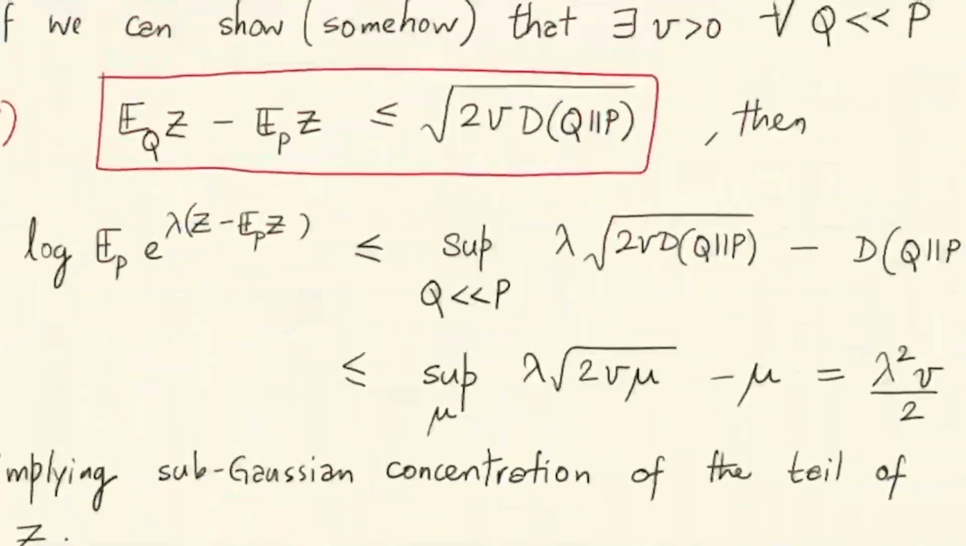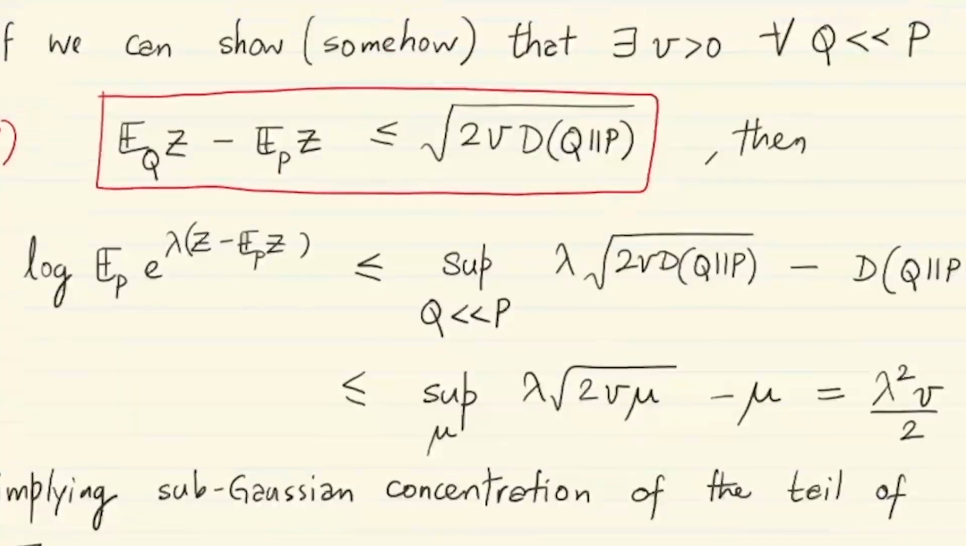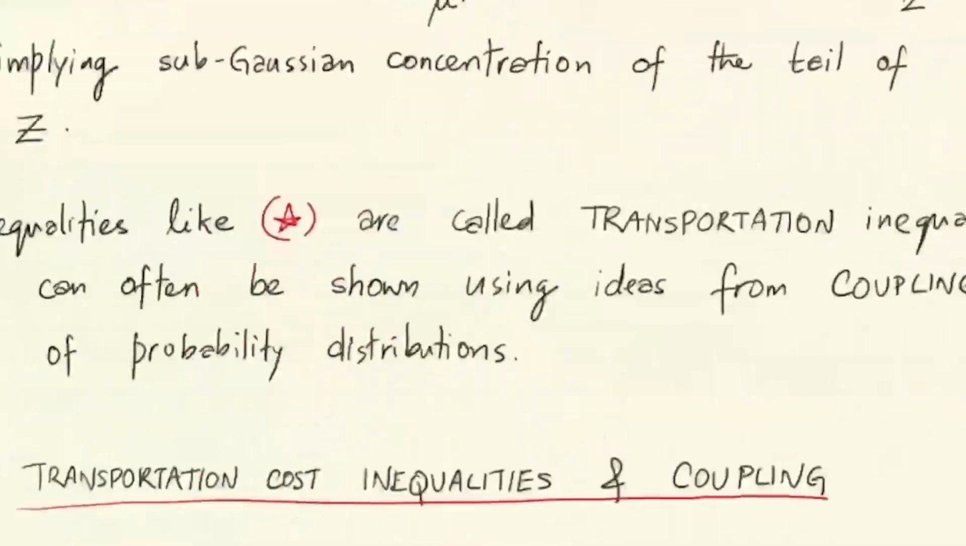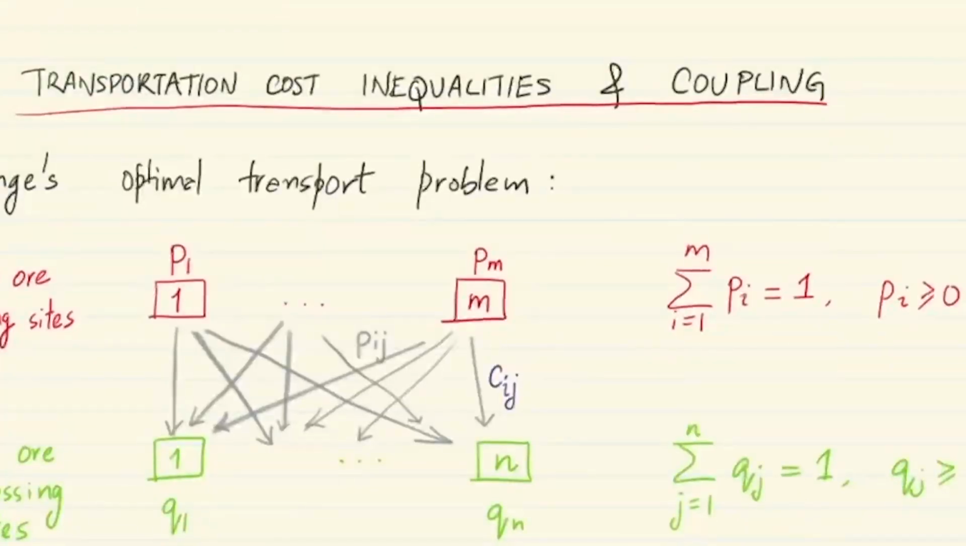Okay, so for now, for a high level overview of the transportation method, it suffices to say that all the action in the transportation method is focused on proving inequalities of the following type, where a difference of expectations of the same random variable with respect to different measures can be suitably upper bounded, in this case by functions of the KL divergence between these measures, and that is accomplished in turn using ideas from optimal transportation theory and coupling theory from probability. So, what are transportation cost inequalities and what is the relationship to coupling?